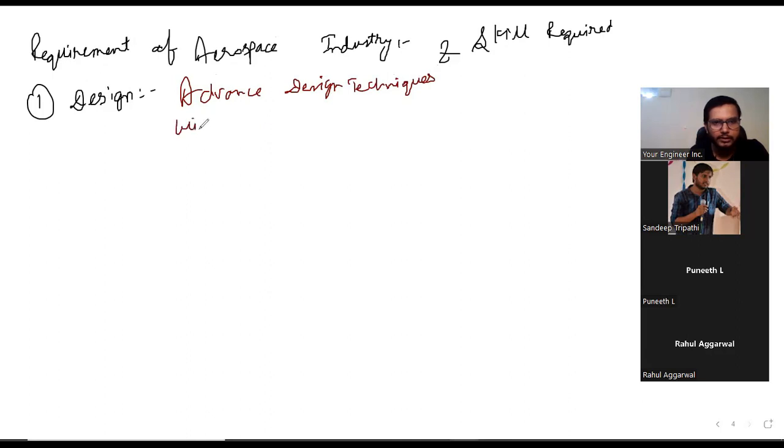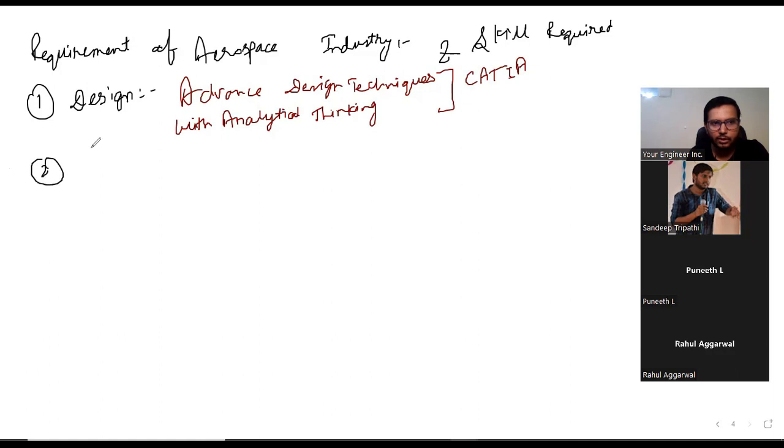If you have analytical thinking, it means again mathematics. Think mathematically. Advanced design techniques with analytical thinking. What are the softwares? First of all, learn only CATIA. CATIA is more than enough for design work.